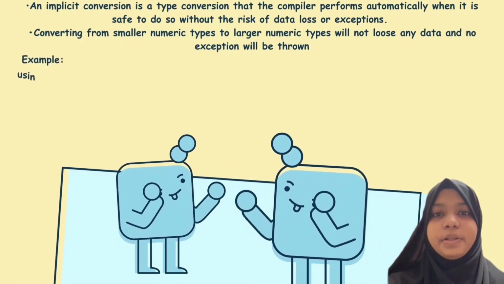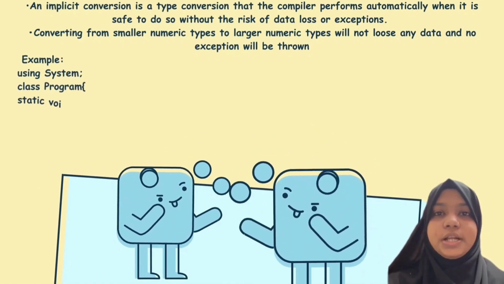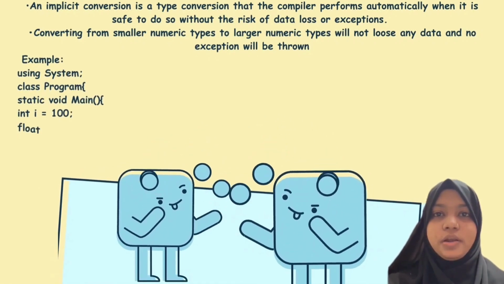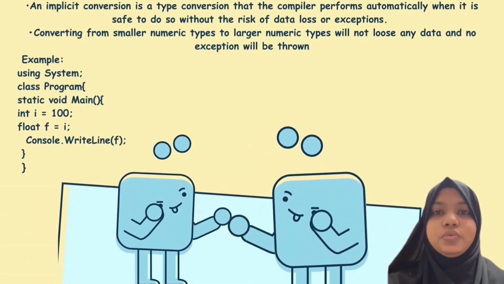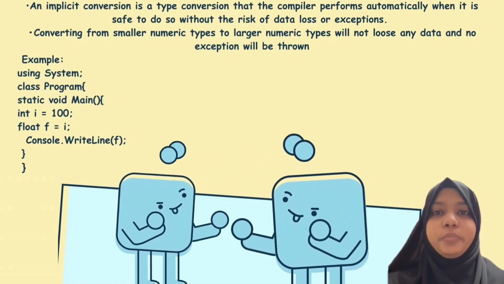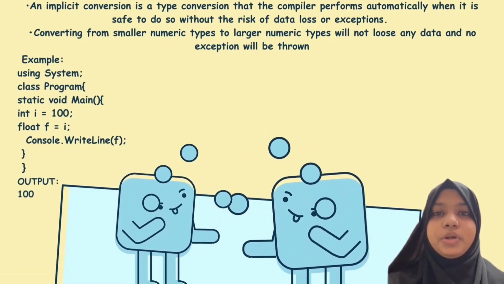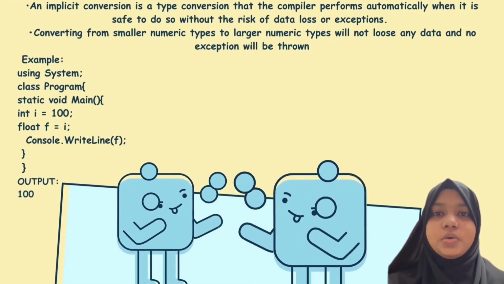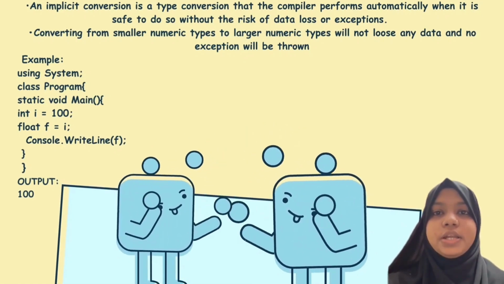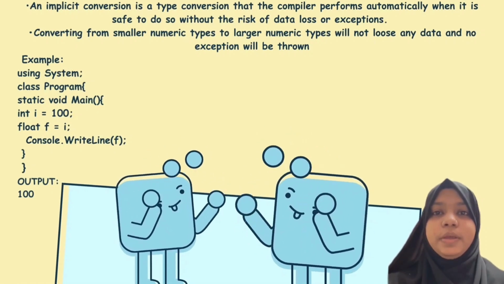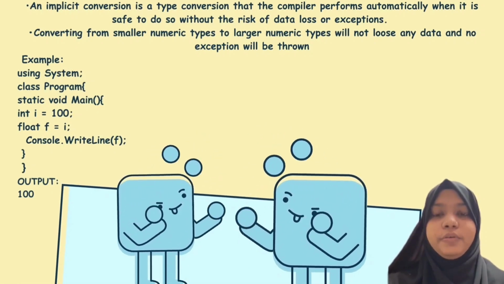In the above example, we can see that we are first declaring integer i equals 100, float f equals i. We are converting the integer to a float data type, so the output will be 100 and not 100.0. Why? Because the Console.WriteLine automatically excludes the zeros after the decimal point. So the output will be 100, but the data type will be float.